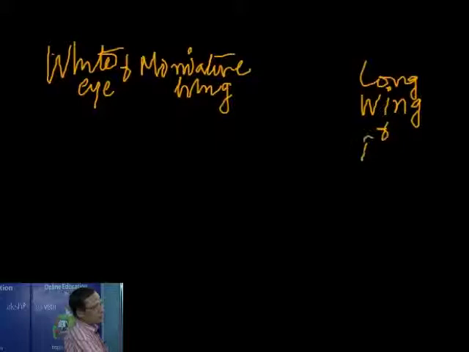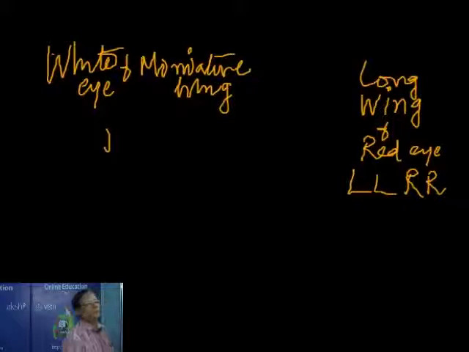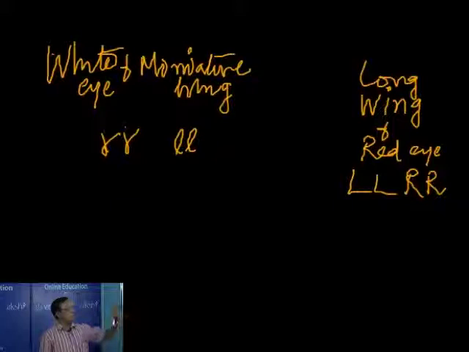So the white eye and miniature wing, these two are the recessive characters. For long wing I am taking capital L, and red eye capital R, for namesake. And for the miniature wing, small l, and for white eye a small r, like that. So the long wing, red eye, and white eye, miniature wing are in this manner. I am just writing in a different manner; you can write this genotype in any way. So anyway, I am taking the miniature wing and the long wing, and then white eye and red eye.